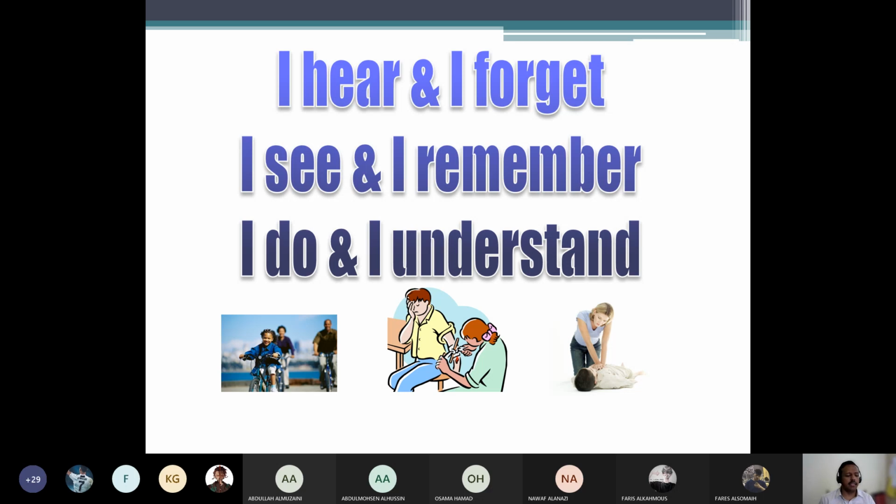Similar to the situation like cycling. Once you start cycling, when you practice, then only you learn. Or maybe in the hospital, if you do the procedure properly yourself, then only you will remember. Or the example like basic life support, if you do it properly, then you will understand what is the meaning of basic life support.